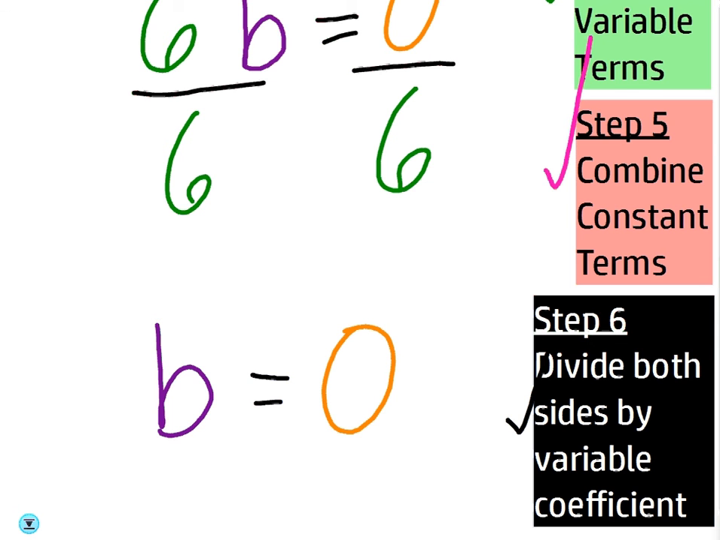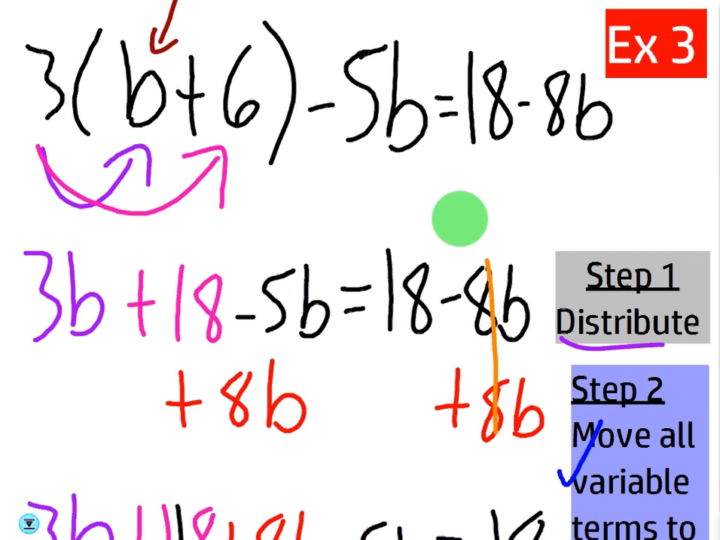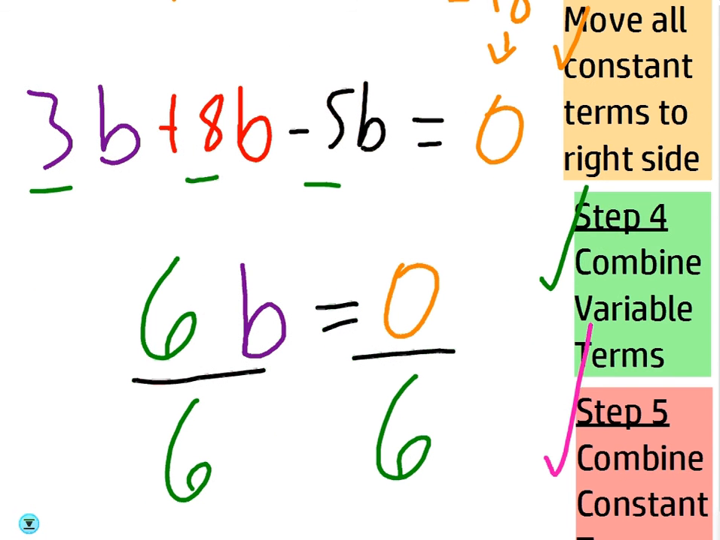Now this one we should be able to easily check. If we plug 0 back into the original equation, we'd have 3 times 6, which is 18, minus 5 times 0, which is 0. On the right, we'd have 18 minus 0, so we get 18 equals 18, and it would check out. Any other questions about these?